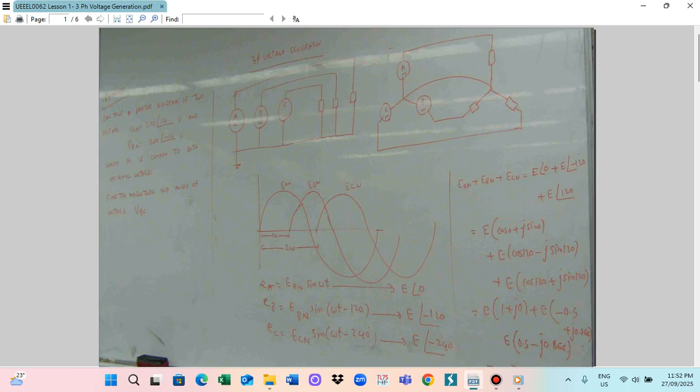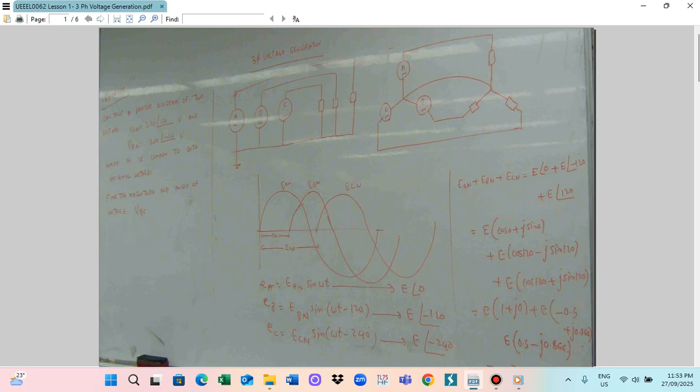So this means that EAN is equal to E sin omega t. Similarly, EBN is E sin (omega t minus 120), and then ECN is E sin (omega t minus 240 degrees). So this is the voltage representation of EA, EB, EC.